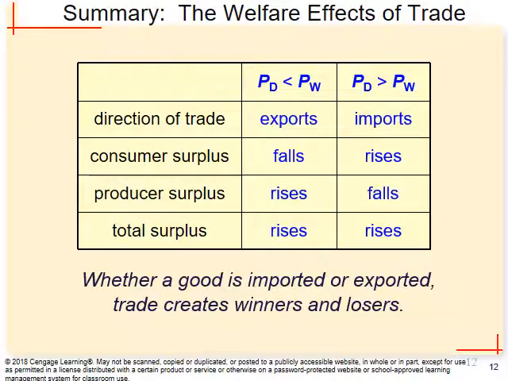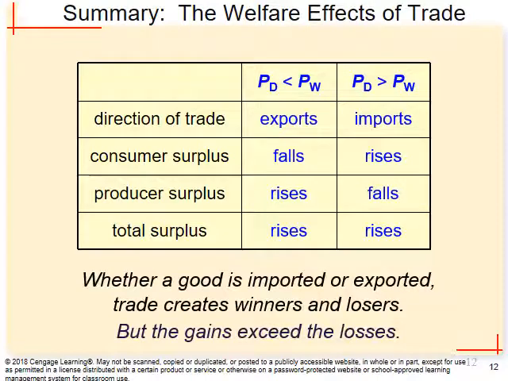Whether a good is imported or exported, trade creates winners and losers. But the gains always exceed the losses. So in summary, if a country either exports or imports, the total gain will increase, and there will be both losers and winners in each situation, but overall the total surplus will increase.